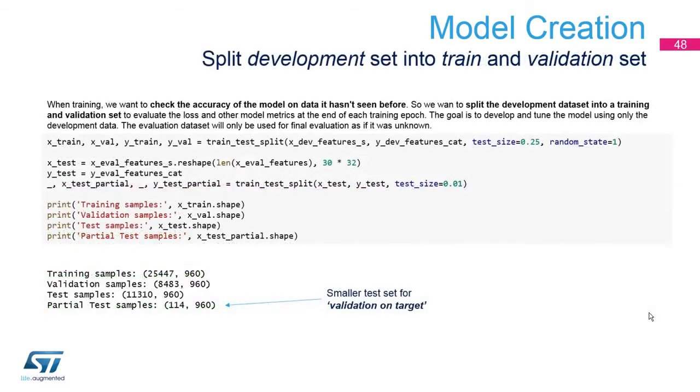For the dataset split, as I mentioned earlier, we want to split our dataset between training samples, validation samples, and test samples. The training and validation samples will be used during the training. We'll use the training dataset to feed the neural network.